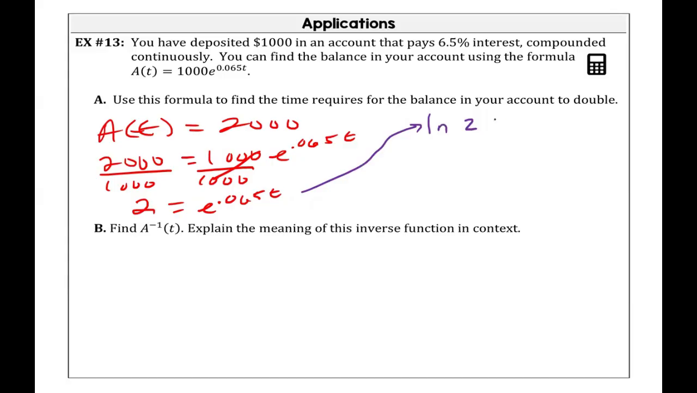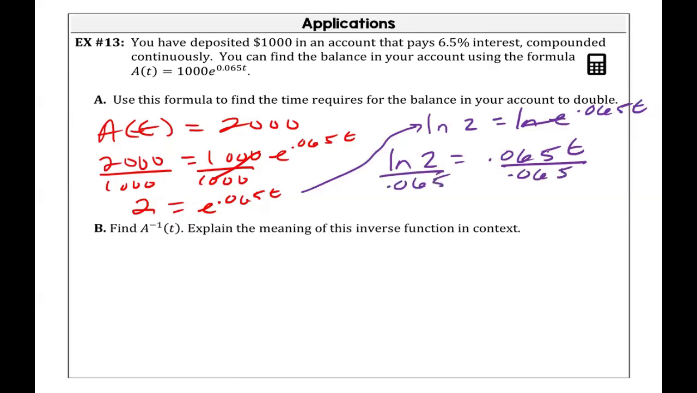So I get natural log of 2 equals natural log of e to the 0.065t, which now means that these are going to cancel each other out because they equal 1. Natural log of 2 equals 0.065t. Now to get t by itself, we're going to divide by 0.065, 0.065. So our exact value of t is t equals natural log of 2 divided by 0.065.